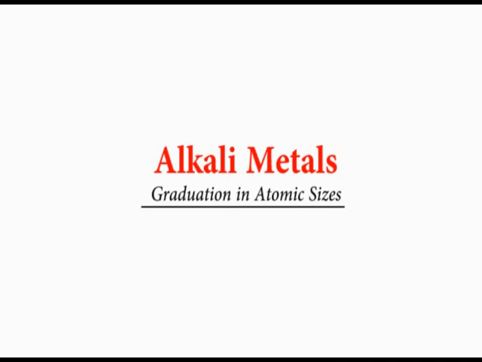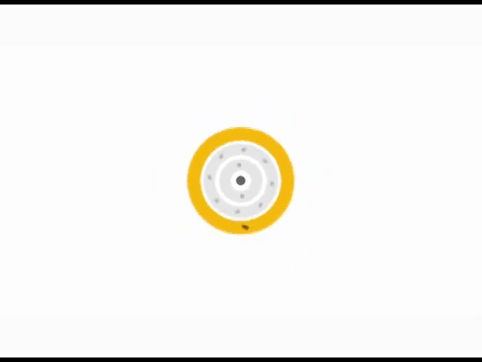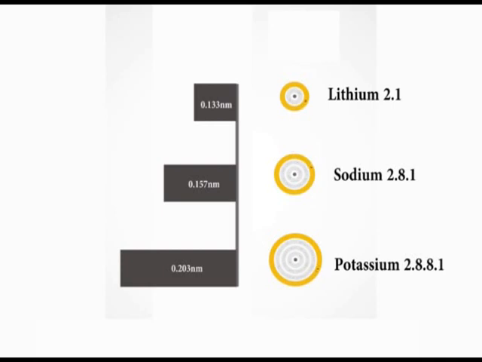Gradation in atomic sizes. Atomic radius is the distance from the center of the atom to the outermost energy level occupied by an electron or electrons. In alkali metals, the atomic radii increase down the group. This is because as you go down the group, there is an additional energy level on each subsequent atom.